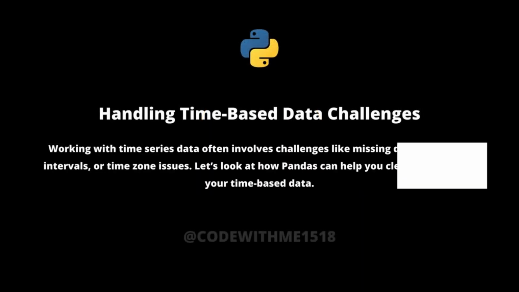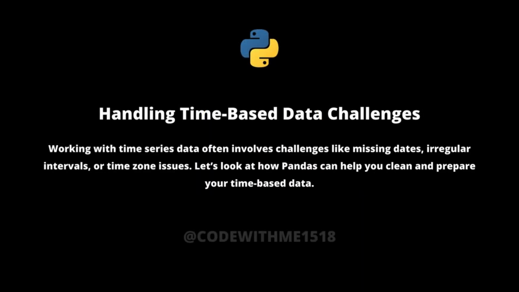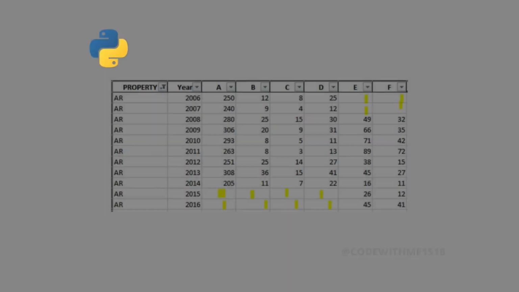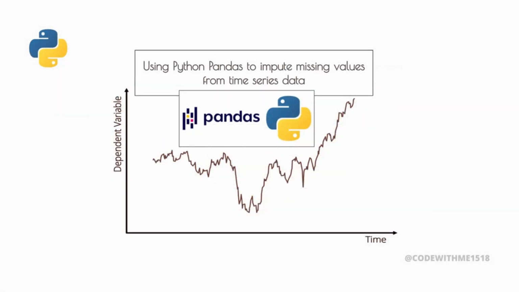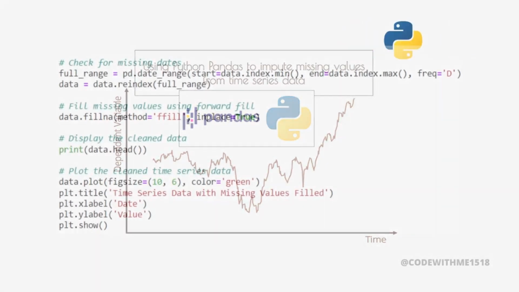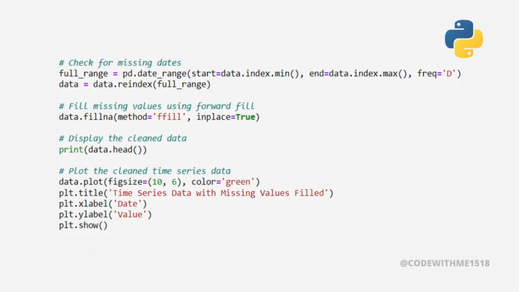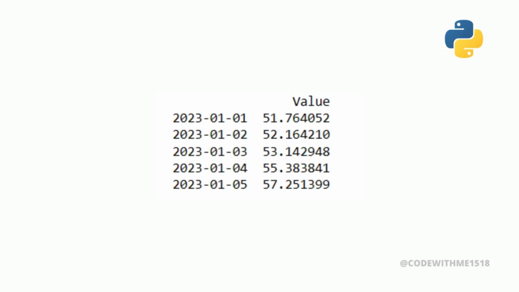Working with time series data often involves challenges like missing dates, irregular intervals, or time zone issues. Let's look at how Pandas can help you clean and prepare your time-based data. This code detects missing dates in the series and fills them using forward fill. This technique ensures your analysis is consistent, even when data is missing.